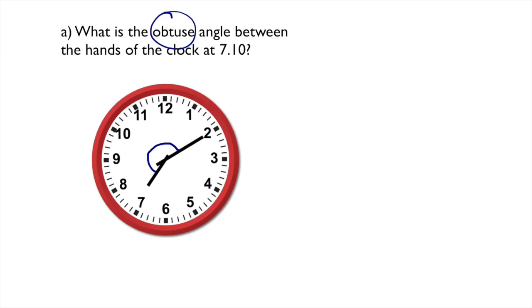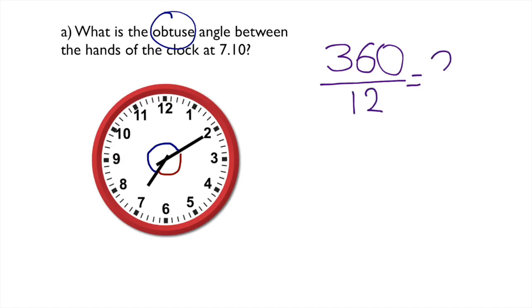The next step is one that can be done for every question of this type, and that is to identify how many degrees are in between every number around the clock. So this is vitally important. First thing to do is to remember how many degrees in a full circle, and that is 360. There are 12 numbers on the clock face, so a little division, 360 divided by 12, which equals 30 degrees. That tells you that in between every number around the clock face, there are 30 degrees. And that's going to really help us solve this problem.